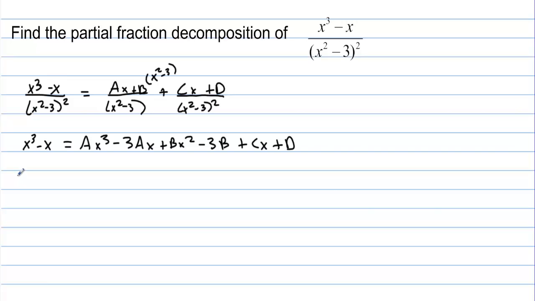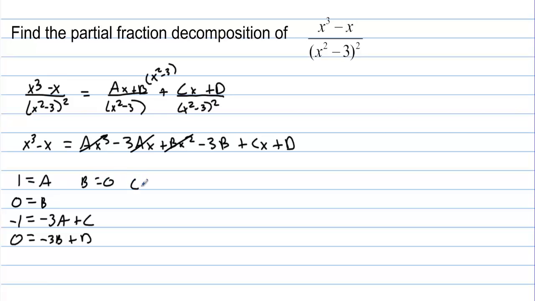Let's look at the x to the thirds. 1 is equal to a. That takes care of x to the thirds. The x squareds are 0. 0 is equal to now b. So we have the x squareds taken care of. The coefficients of x: negative 1 equals negative 3a, and then we have plus c. The constant is 0 on the left side, and that's going to be negative 3b plus d. A is 1, b is 0.